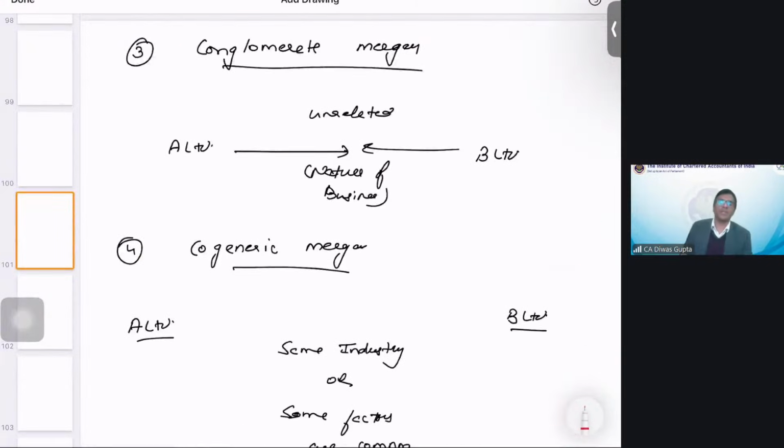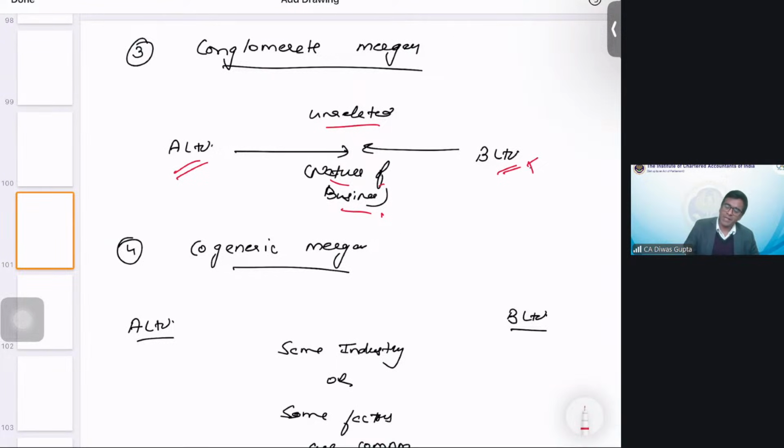Then conglomerate merger, students. Now, what do you mean by conglomerate? We say A Limited is a conglomerate, which is into different natures of businesses that are totally unrelated. A Limited and B Limited are unrelated and in different natures of businesses. That is called a conglomerate. If they merge into each other, that is called a conglomerate merger.